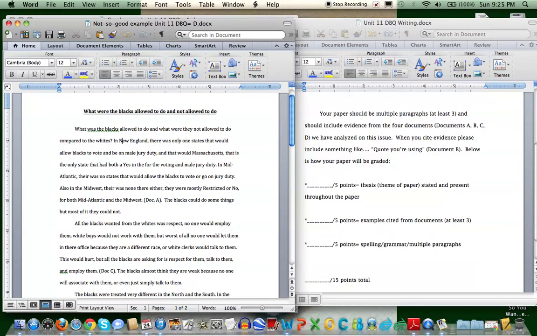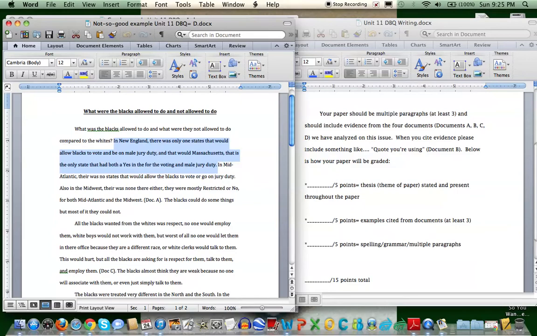We'll go from here. "In New England, there was only one state," again this should be "state," "that would allow blacks to vote and be on male jury." Would this be "on a male jury"? Again, confusing here. "And that Massachusetts, that is the only state that had both a yes in the for the voting and male jury duty." Again, a confusing sentence. This entire thing really could be considered a run-on sentence, and it's very difficult for me to decipher and figure out what this person is trying to say.